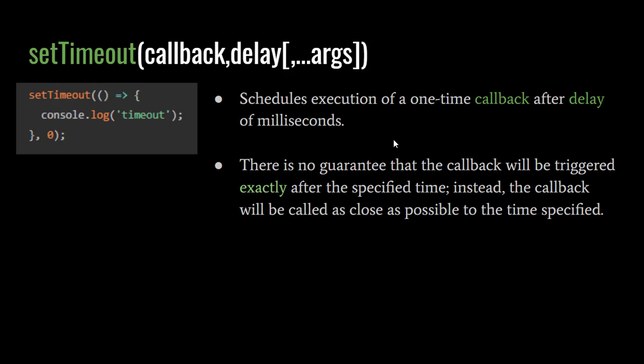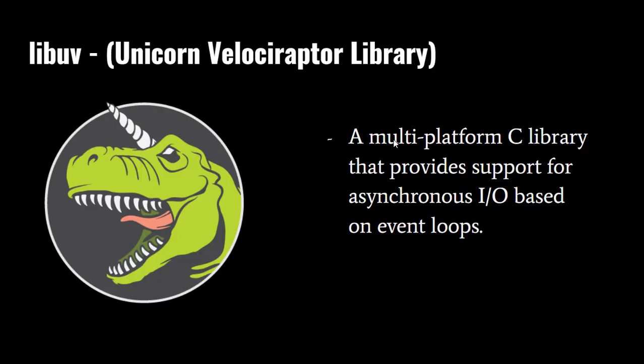One note is there's no guarantee that a callback will be triggered exactly after the specified time. Instead, the callback will be called as close as possible to the specified time. Because remember, we're going through the event loop, and the event loop may be aggregating a bunch of other types of callbacks. Every time it goes around that circle is actually called a phase or a tick. When it goes to the next phase, it clears things out accordingly. So just be aware of that.